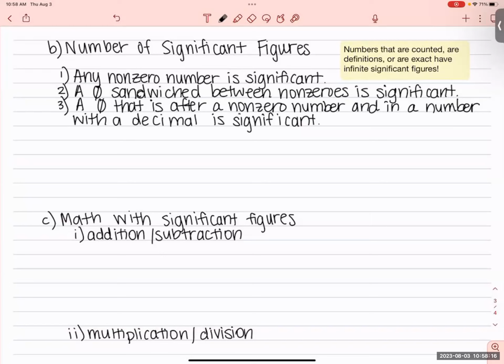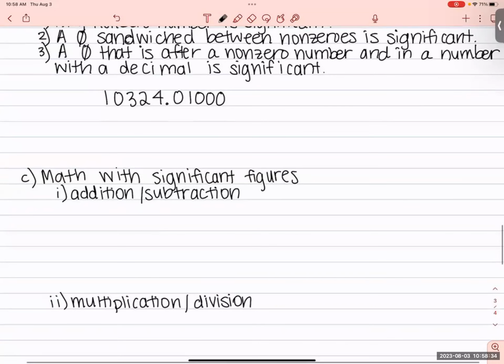Okay, so let me give you a number with a bunch of information in it. We'll look and see what's significant and what's not. So all of these zeros are significant. This one is a sandwich. This one's also a sandwich. And these are for our rule number 3. They come after a non-zero number, and this number has a decimal. And then everything else is rule number 1, right?